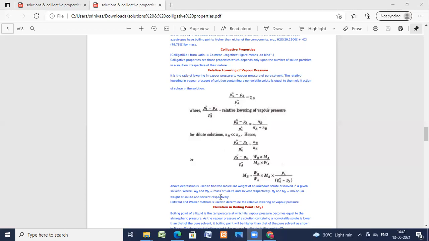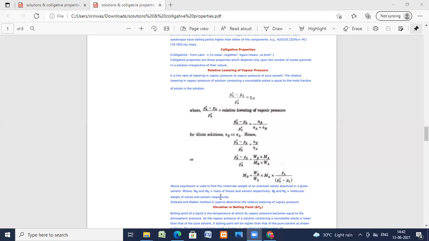And using the Ostwald-Walker method, we can determine the relative lowering of vapor pressure. So this lowering of vapor pressure is a colligative property, and it has limitations with respect to Raoult's law. Using this lowering of vapor pressure, we can determine the molecular weight of the solute.